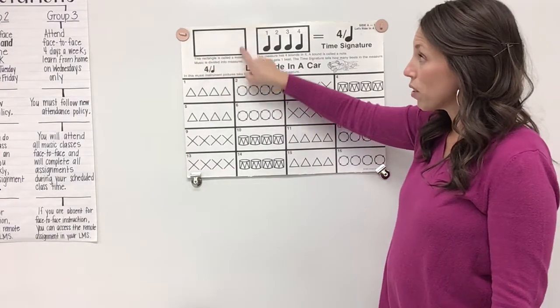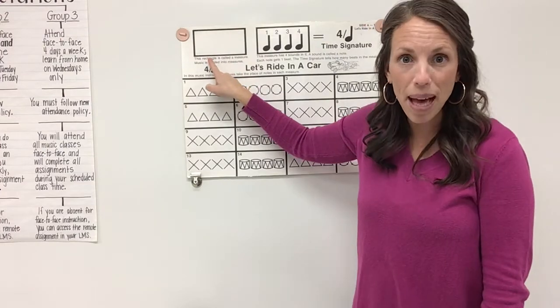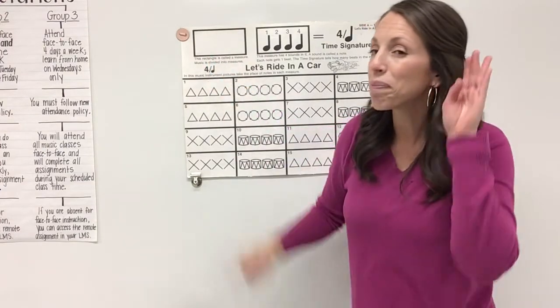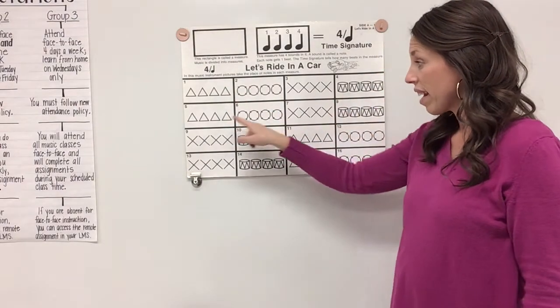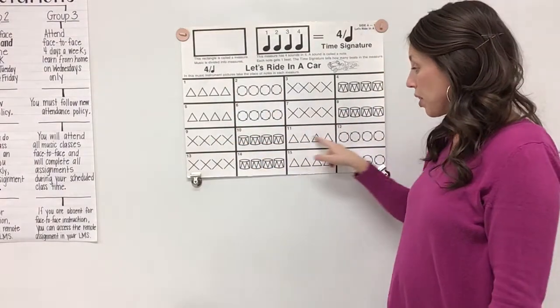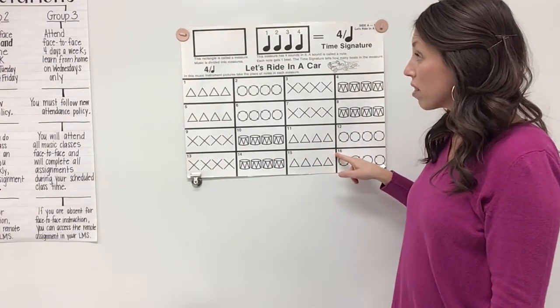First is this rectangle. This rectangle is called a measure. Can you say measure? Music is divided into measures. And you can see that we have several measures in this song.